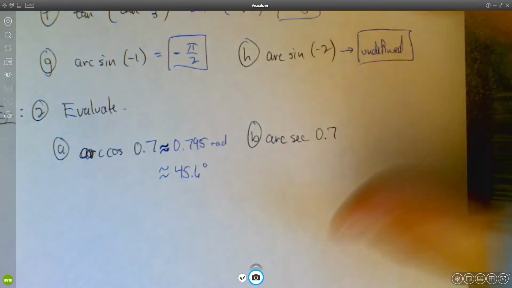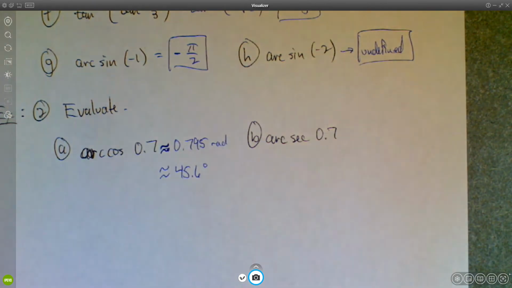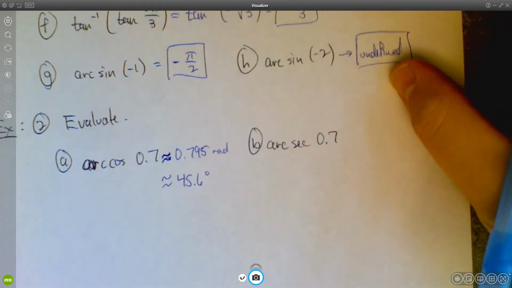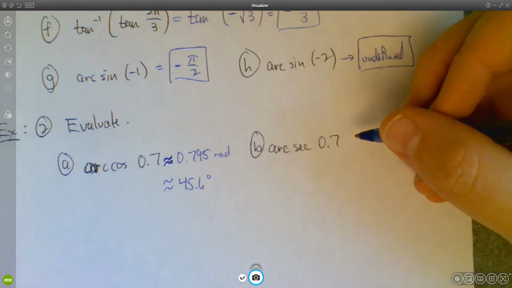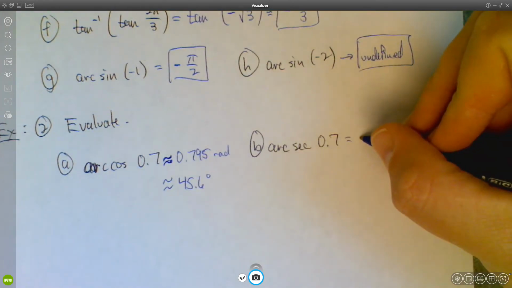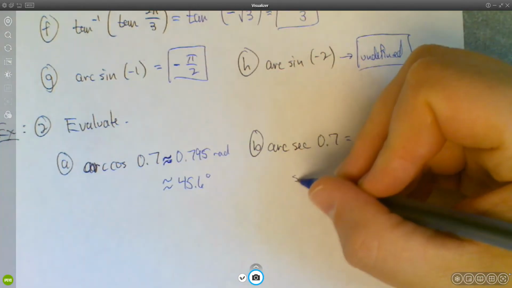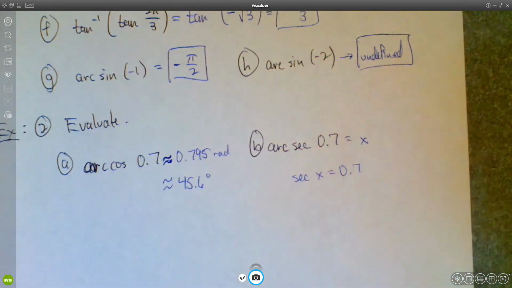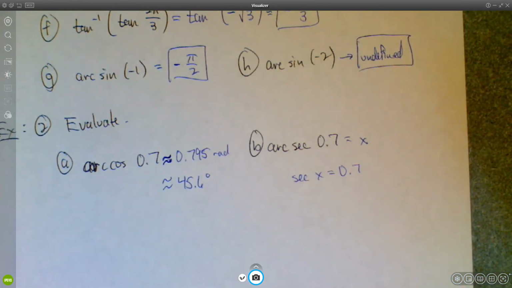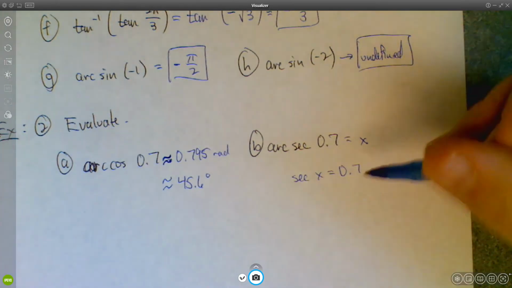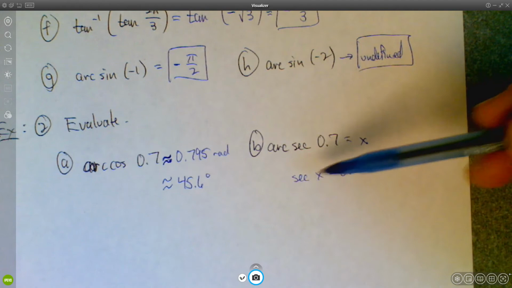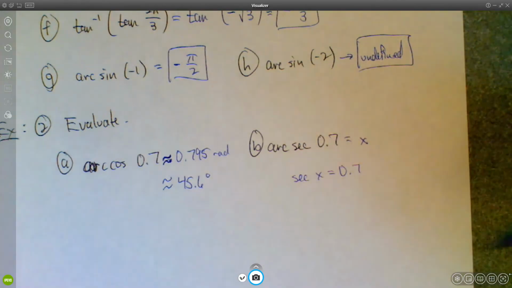Now, what about the arc secant of 0.7? That's a little trickier, because chances are you don't have a secant inverse button on your calculator. So we have to remind ourselves, right? Let's say that this thing equals x. So we're saying secant inverse of 0.7 equals x. That means that secant x equals 0.7, and that x is between, for secant, -π/2 and π/2, I believe. No, 0 and pi. Yes, because secant's 1 over cosine. Anyway, so we should be between 0 and pi, but your calculator will do this anyway.